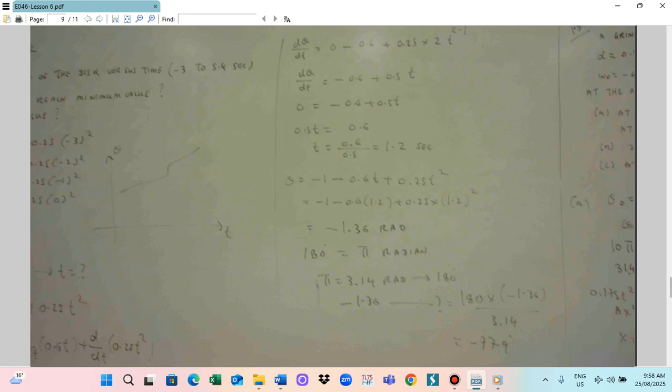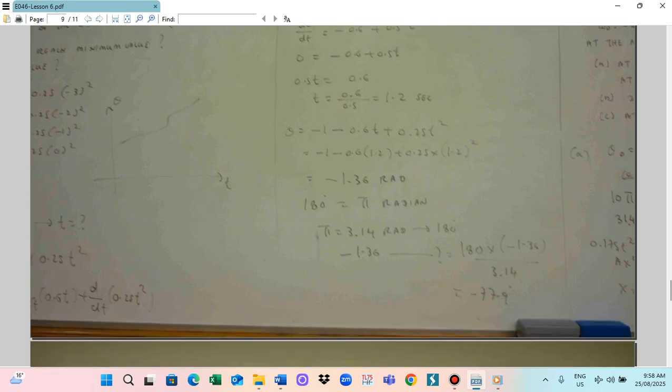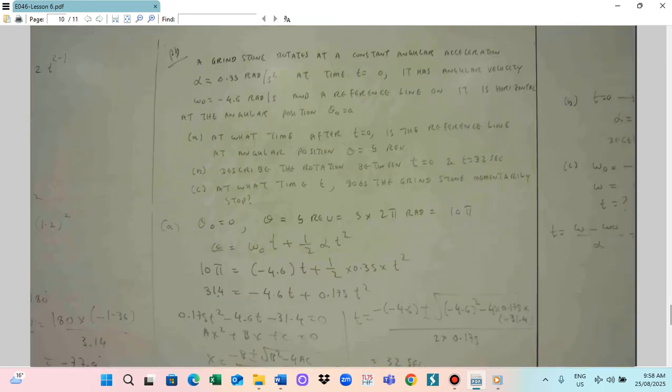In this case, 180 degrees is pi radians, so pi, which is 3.14 radians, is equal to 180 degrees. So the minus 1/36, how many degrees? 180 into minus 1/36 divided by 3.14. Therefore, we can calculate the angle, and the degree will be minus 77.9 degrees. This is the way we can calculate the angular movement.